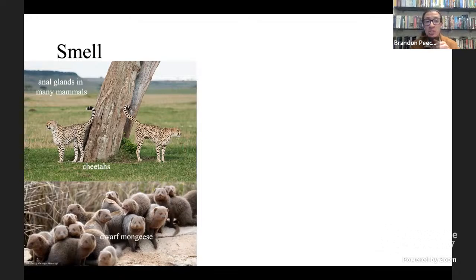communicating. So these cheetahs, they're brothers, they're marking their territory. They can put, along with their urine, chemical signatures all over the place.